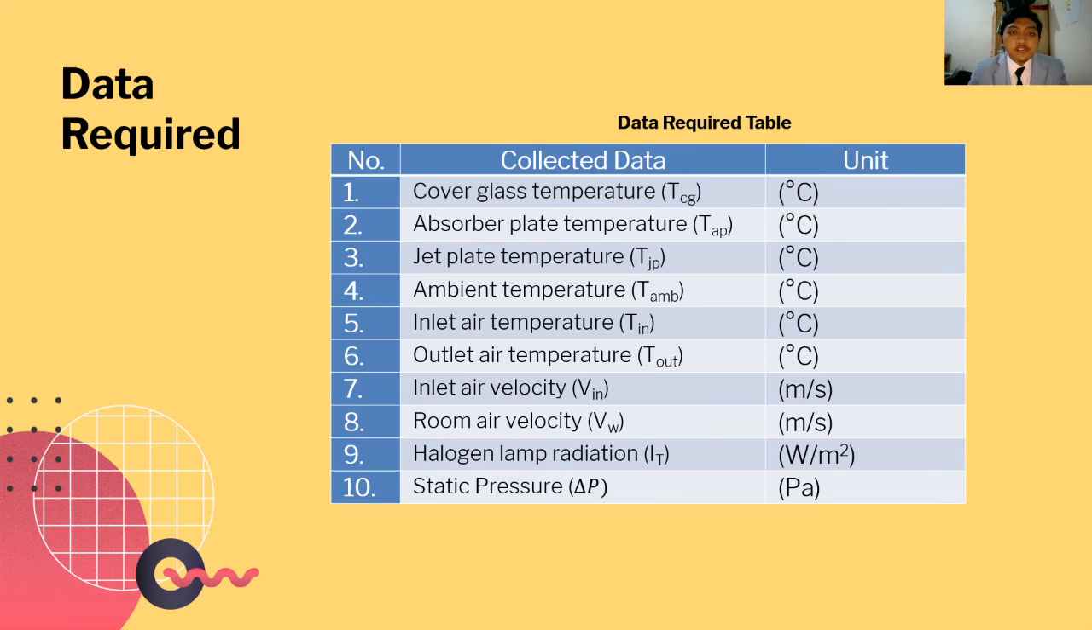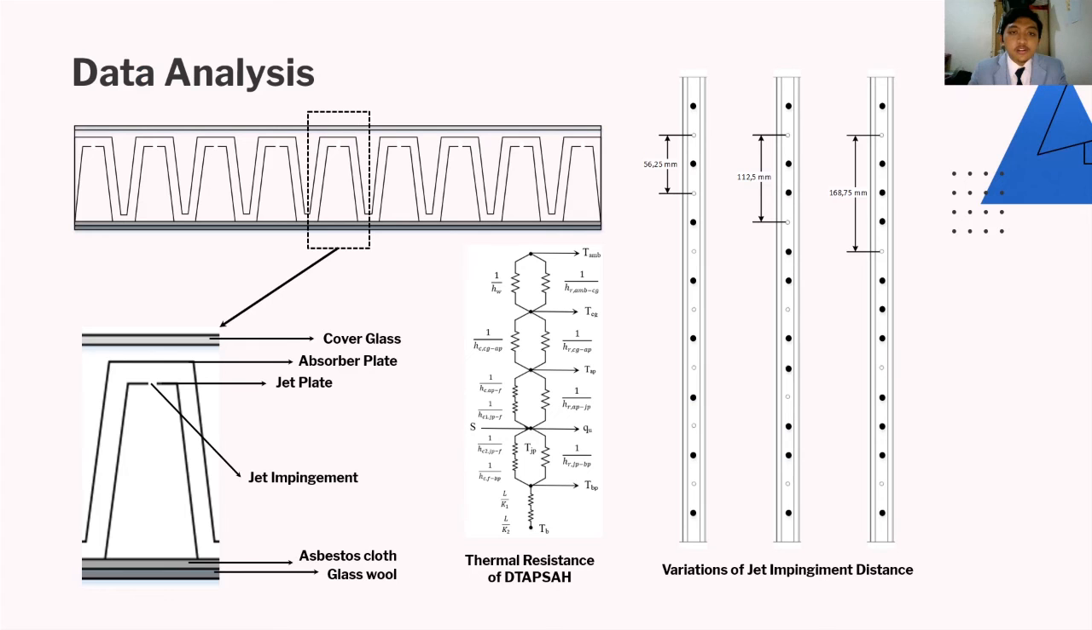Data required. There are 10 data required for the final project: cover glass temperature, absorber plate temperature, jet plate temperature, ambient temperature, inlet air temperature, outlet air temperature, inlet air velocity, room air velocity, halogen lamp radiation, and static pressure.